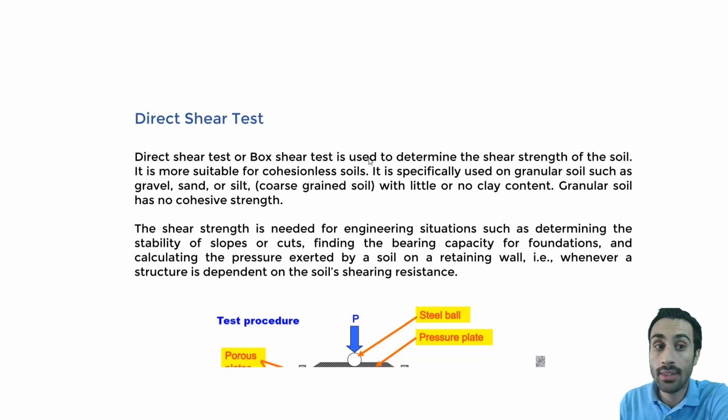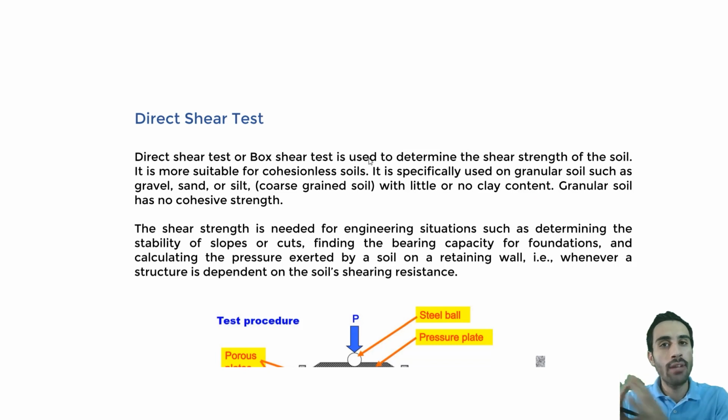So we know that the direct shear test specifically is more suitable to cohesionless soils. If they were to ask you on the FE conceptual question, would you apply it for soil with cohesion, or is it cohesionless soils? Just pick cohesionless, especially for the direct shear test. These cohesionless soils are going to be granular soil types, meaning it can be gravel, sand, silt, or coarse-grained soil with very little or no clay content.